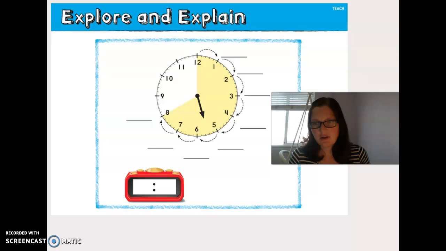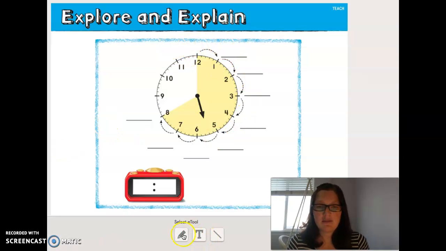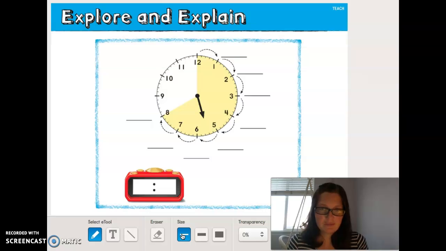This is the first page you're going to be working on, so make sure you pause the video and get this page. It is page 619. This is where we're going to start, and I want you to do this along with me. So I'm going to get my pen and my writing tool. What we're going to do is figure out what time would be showing on this analog clock if our minute hand is pointing to the 8.